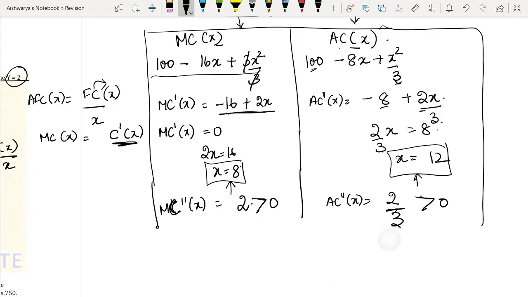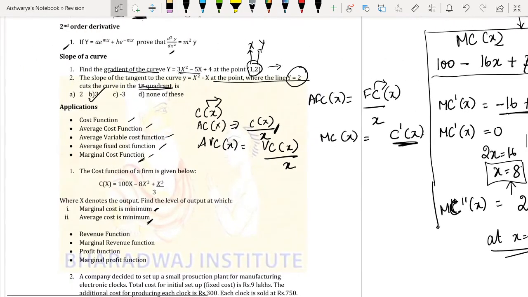Now that it is greater than 0 in both cases, what this means is the function attains minimum at x is equal to 8, and the function attains minimum at x is equal to 12. So these are the two values that we need to arrive at. The question is asking to find the level of output at which this is minimum and this is minimum. Are we clear? Any doubts with this?